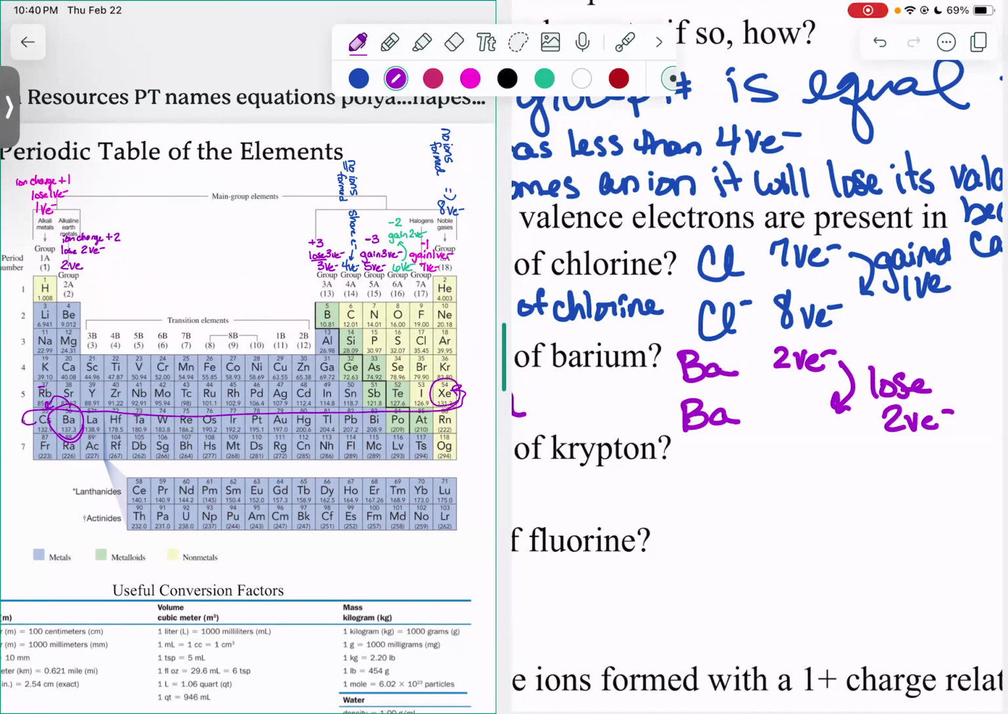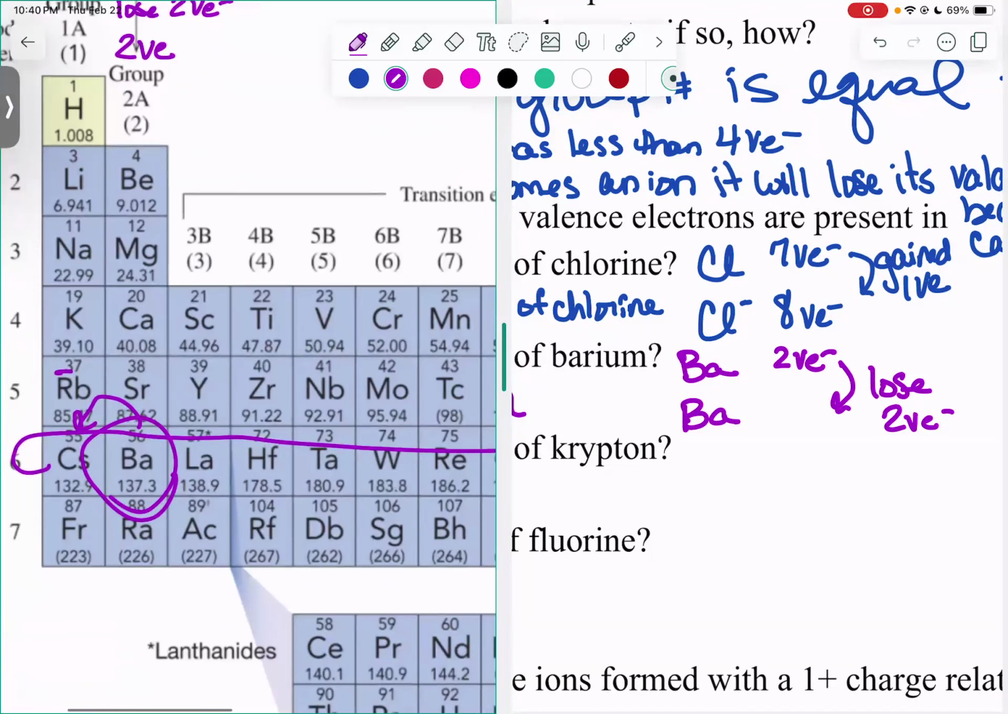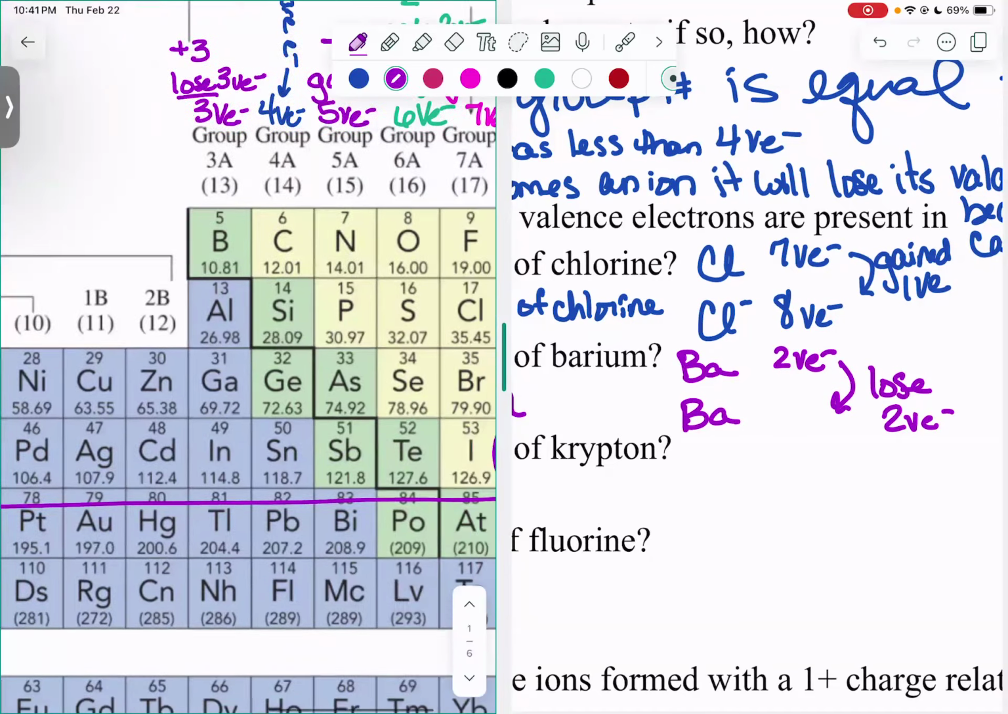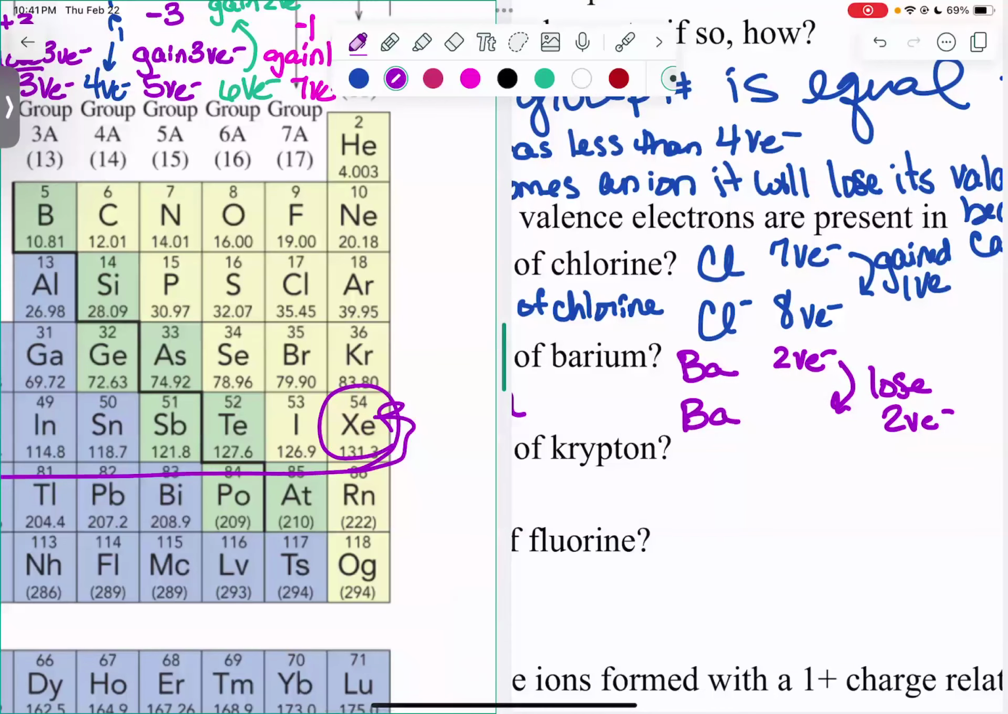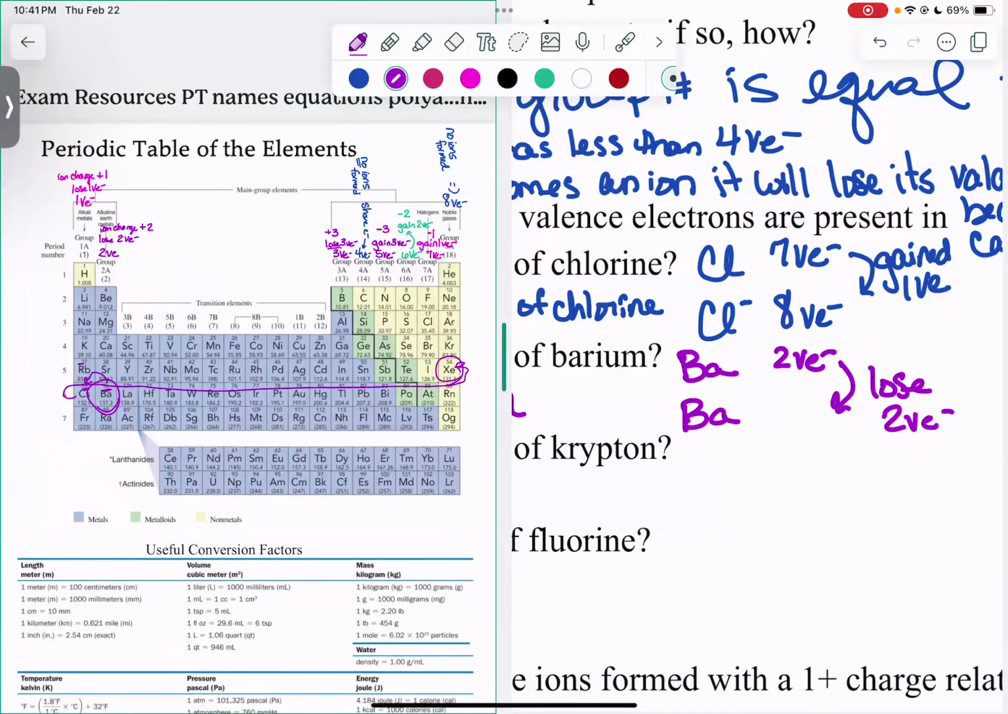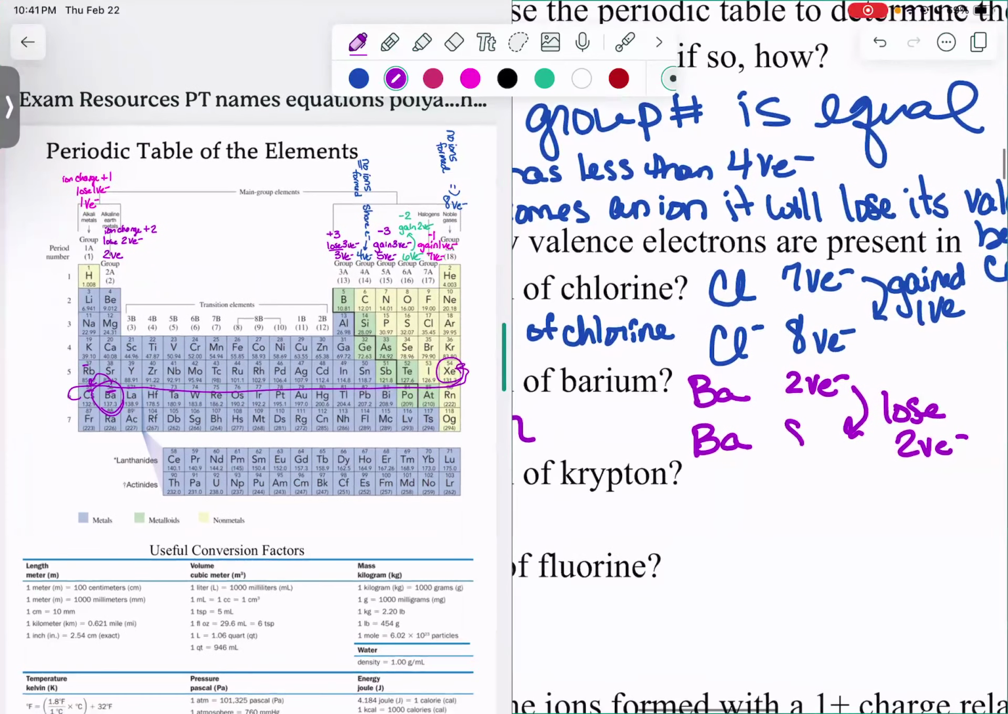previous row. It's like you're reading text backwards, but you're just following the numbers on the periodic table, because barium over here is 56 protons or 56 electrons. Go down one, that's 55. Well, where's 54? 54 is all the way over here at xenon. So the barium ion has lost 2 valence electrons. Now it has a complete outer shell. It has 8 valence electrons in its outer valence shell now.